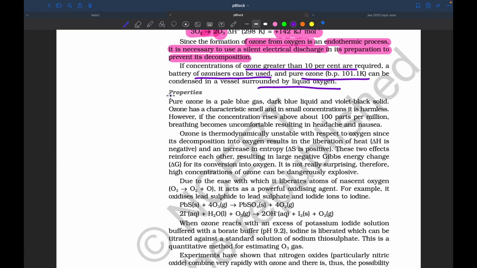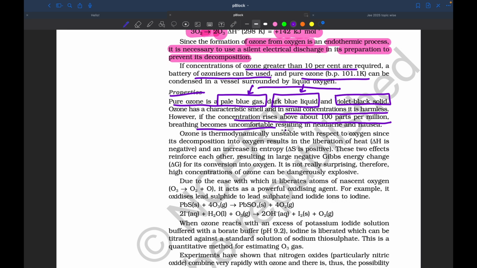We'll see the physical properties. Pure ozone is a pale blue colored gas and dark blue colored liquid. Both are blue, but violet black solid. Ozone has a characteristic smell and in small concentrations it is harmless. However, if the concentration rises above about 10 parts per million, breathing becomes uncomfortable, resulting in headache and nausea.